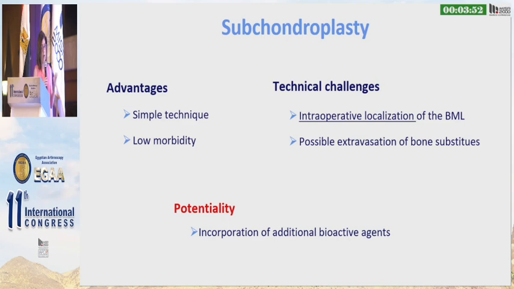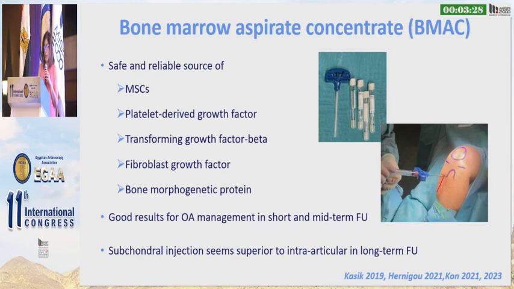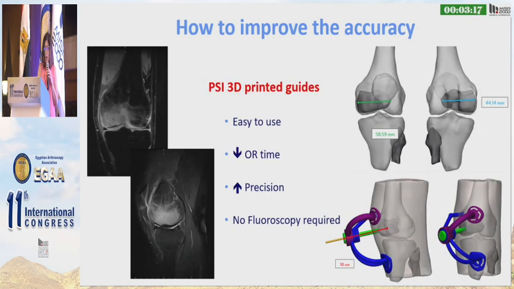Main advantages of core decompression or subchondroplasty is they are very simple techniques with low morbidity, but from a technical standpoint they can be a little bit challenging because you cannot see the lesion with the fluoroscope, so especially if you are treating a small lesion, it's not so easy to be at the center of the lesion, but potentially you can incorporate any bioactive agents. Recently, bone marrow aspirate concentrates have been explored in association with the subchondroplasty.